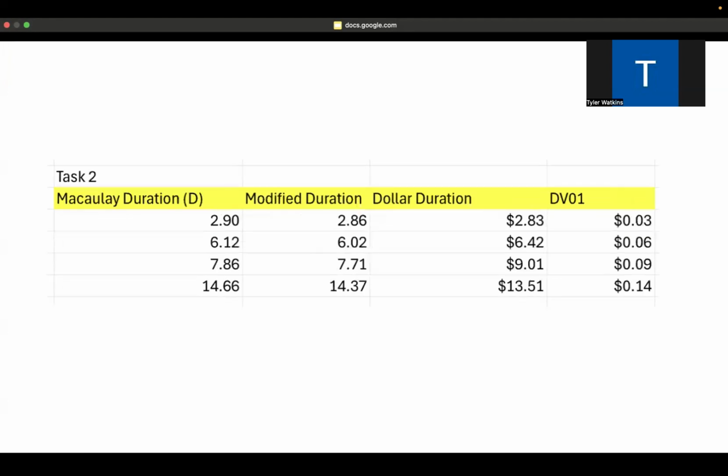Then for part 2, we found the modified duration of each bond in the foundation. The modified duration is right here, and this is a measure of a bond's price sensitivity to change in interest rates. So, for example, if we take bond B, it's around 6. So, if it's a modified duration of 6 and interest rates increase by 1%, then the bond's price will decrease by 6%.